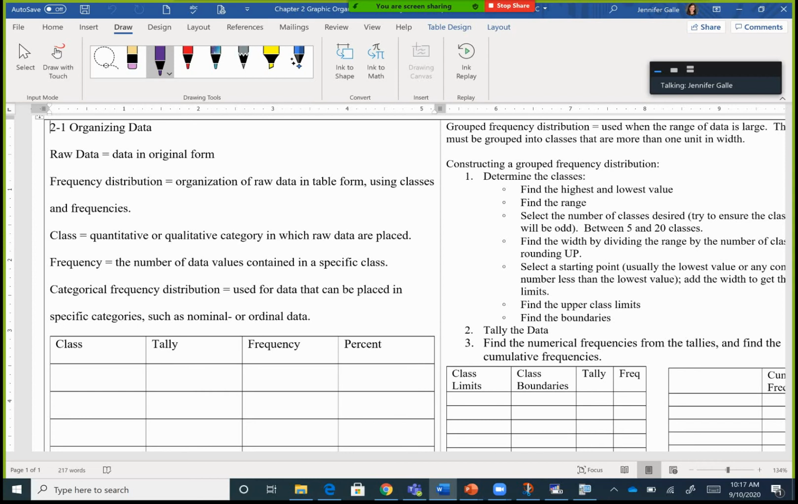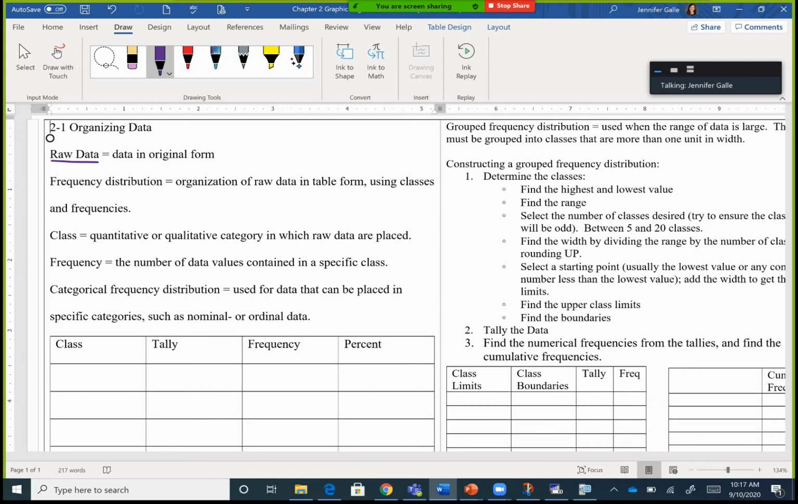So the first thing we need to talk about, just to make sure we're all on the same page when it comes to terminology, because these are things we will use throughout the unit. And some of these things will pop back up for us throughout the trimester as well, not just this unit.